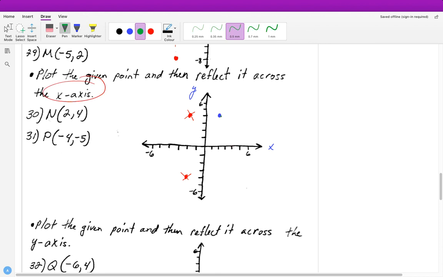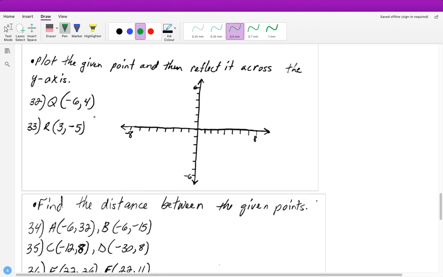So when we reflect this, we count. We are 1, 2, 3, 4 units away from our x-axis. So in the other direction, we need to also go 1, 2, 3, 4 units away across the x-axis. So our green one is our correct one because it's only being reflected across the x-axis. This one's being reflected across the y, and this one's being reflected across both the x and the y.